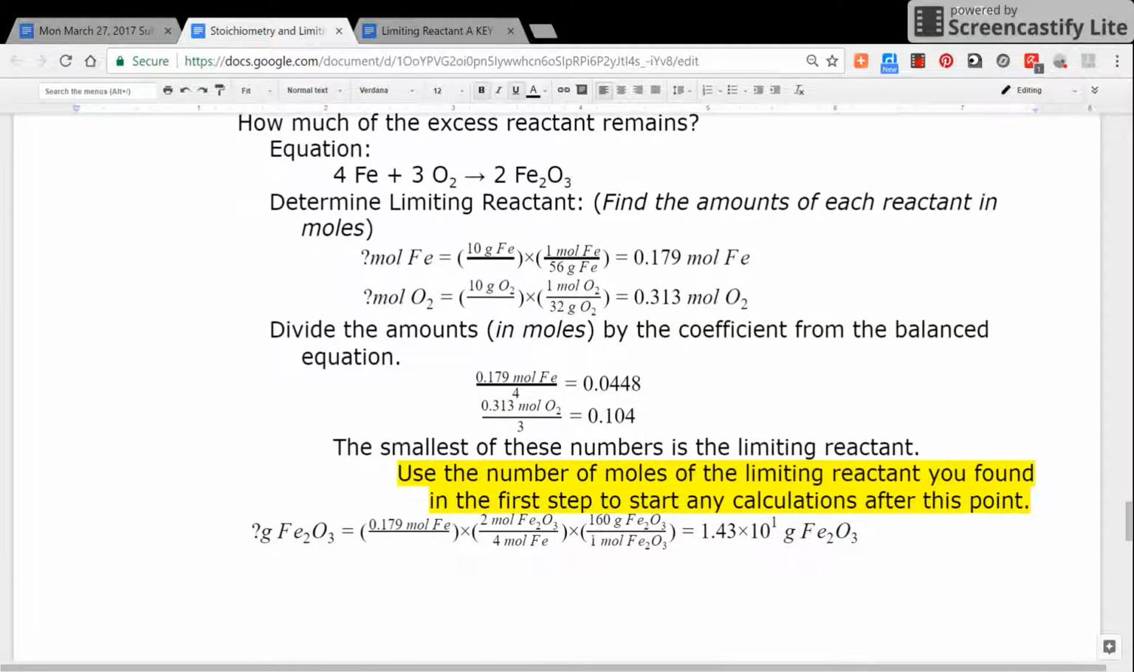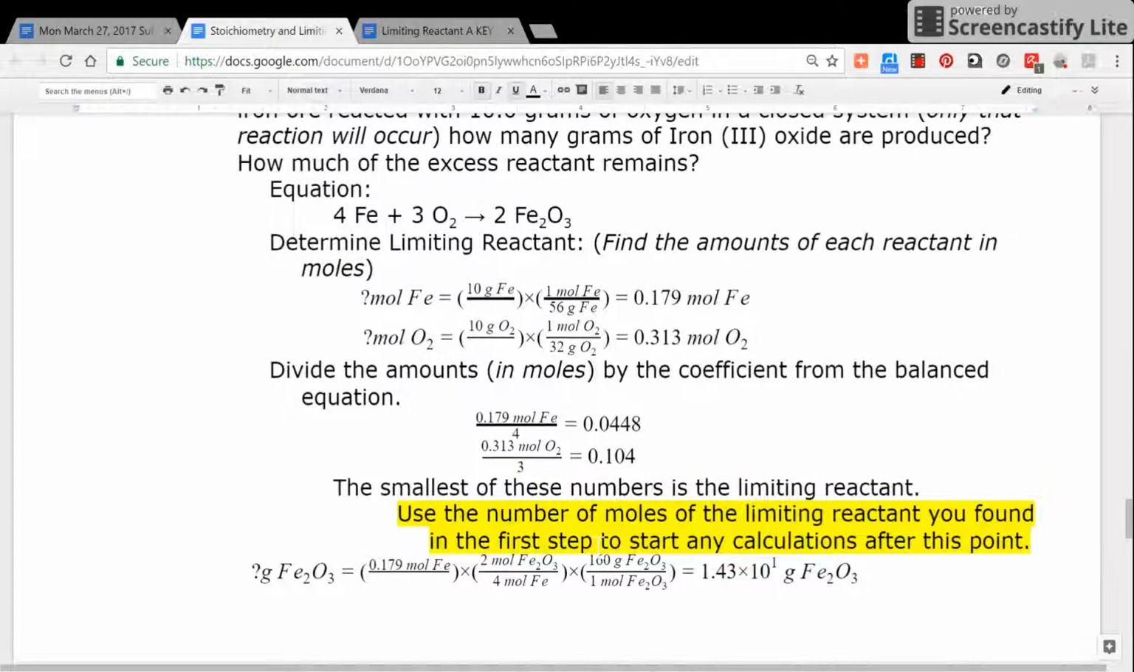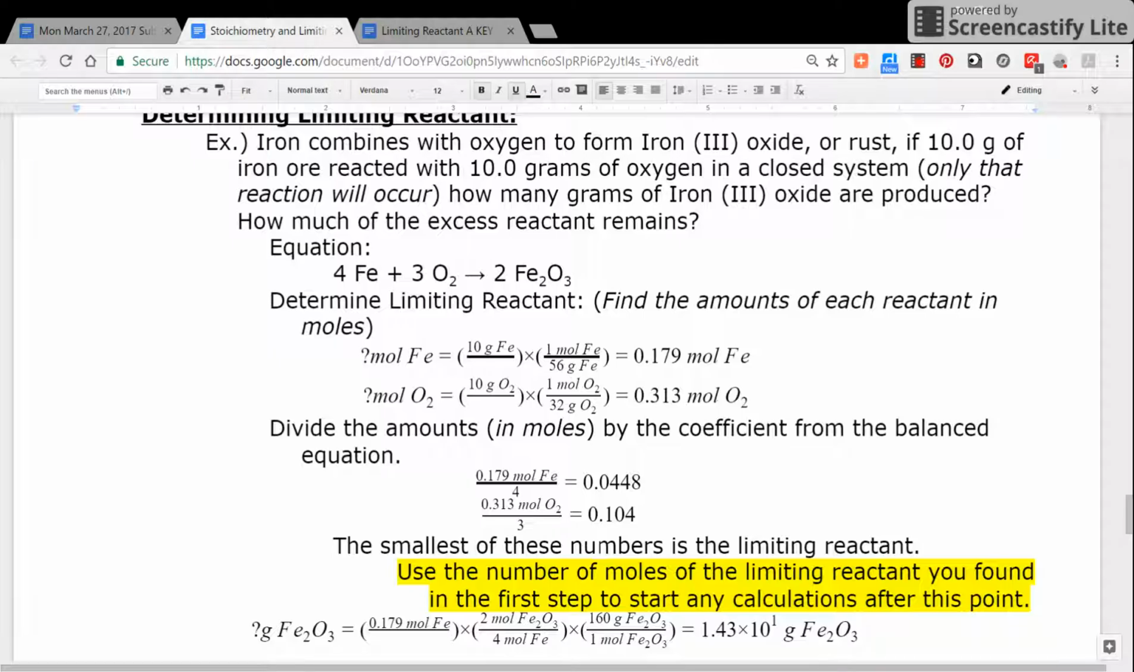In limiting reactant problems, you'll always be doing 3 things. Your first step is to write an equation and balance it. You won't always be given one. On your quiz, you'll have to write your own equation and balance it. Then your first step is to figure out which one of the reactants is your limiting reactant.